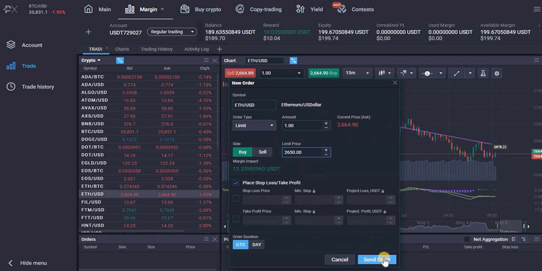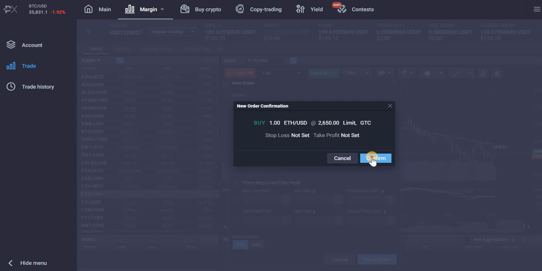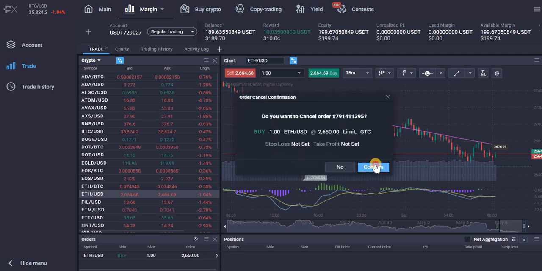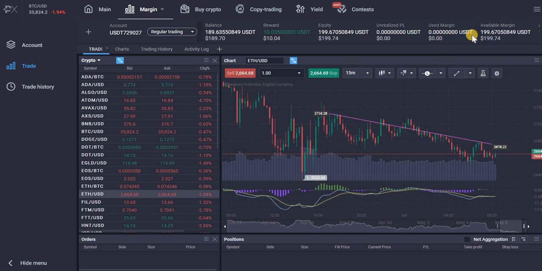If I go ahead and click on this, confirm, go to the order section right here, you would see that my order has been placed and my limit price is at around 26.50. When this current price goes to 26.50, my order would be executed. And if I want to cancel this order, I can click on the X right here, confirm. So this is how you use limit order when you want to place a trade on the Primexbt exchange.